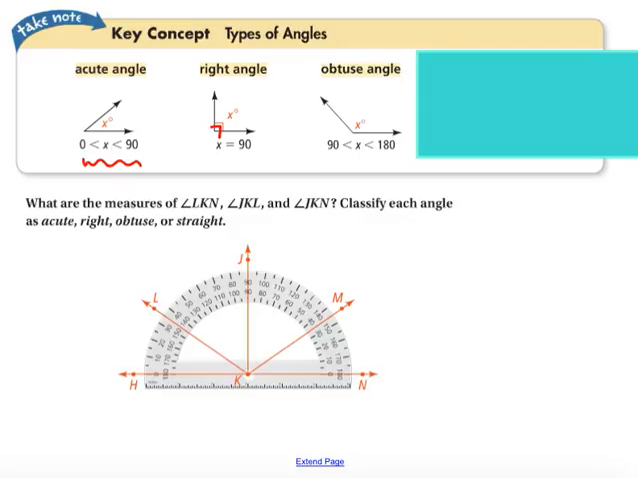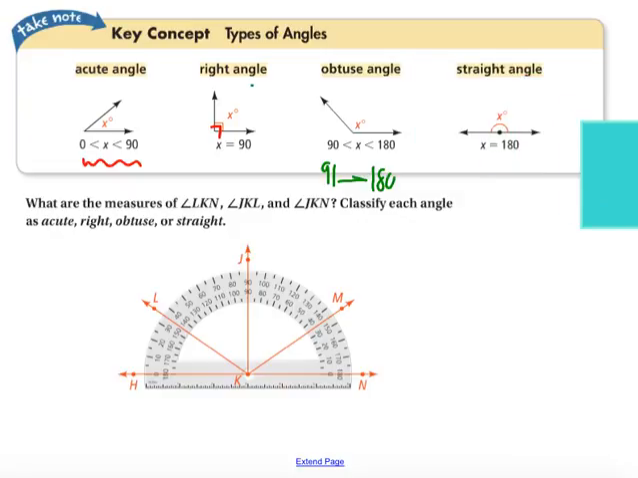An obtuse angle is a measure of 91 to 180 degrees. So anywhere between that range is an obtuse angle. So it's bigger than a right angle. And lastly, a straight angle, I should say 179. Let's be a little more accurate there. Because a straight angle has a measure of 180, and we know that 180 would just be like a line.